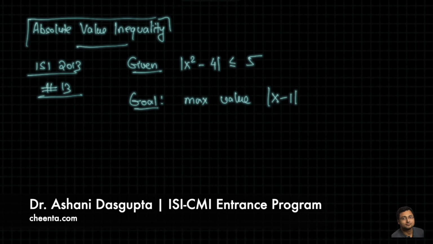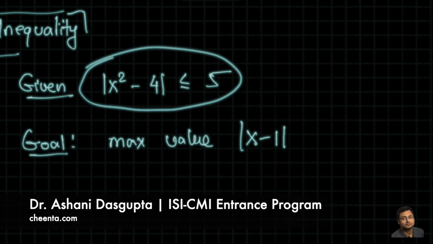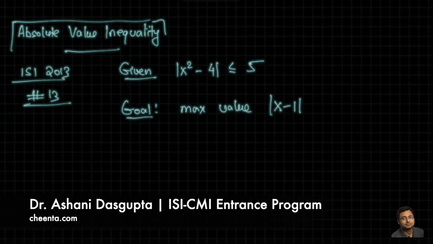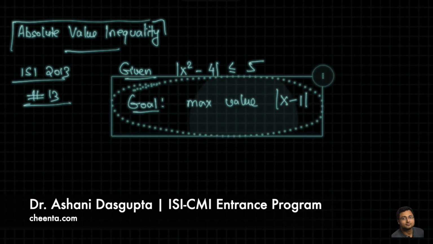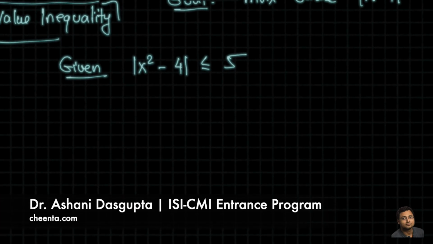So let's try to do this systematically. Remember, whenever you are doing a problem involving absolute value, you should try to remove the absolute value sign. That should be the first goal. So let's do that. Let's start with this given data. Since the absolute value of x squared minus 4 is less than or equal to 5, if you remove the absolute value, you get x squared minus 4 is between -5 and +5.